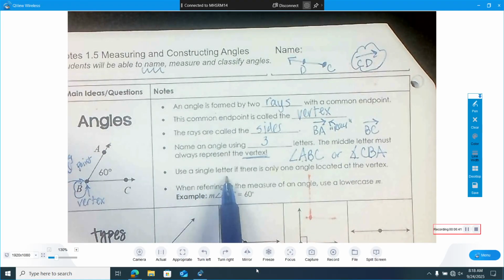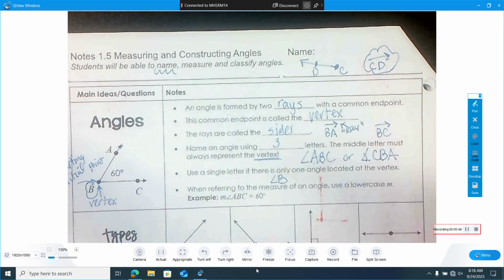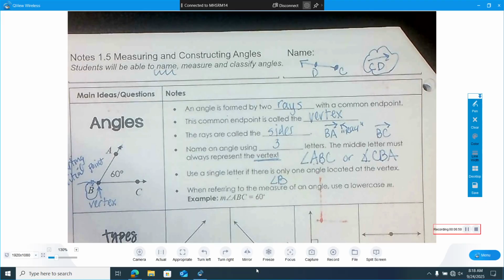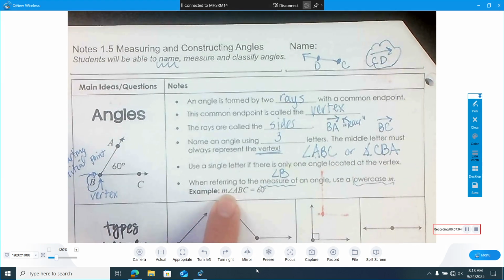We can use a single letter if there's only one angle located at the vertex. So we could just call this angle B if we wanted to. The problem is that sometimes that can be confusing, all right? And I'll show you an example of that later. When referring to the measure of an angle, we use a little lowercase m. So when you see this little lowercase m, it says the measure of angle ABC equals 60 degrees. And so that little m stands for measure.